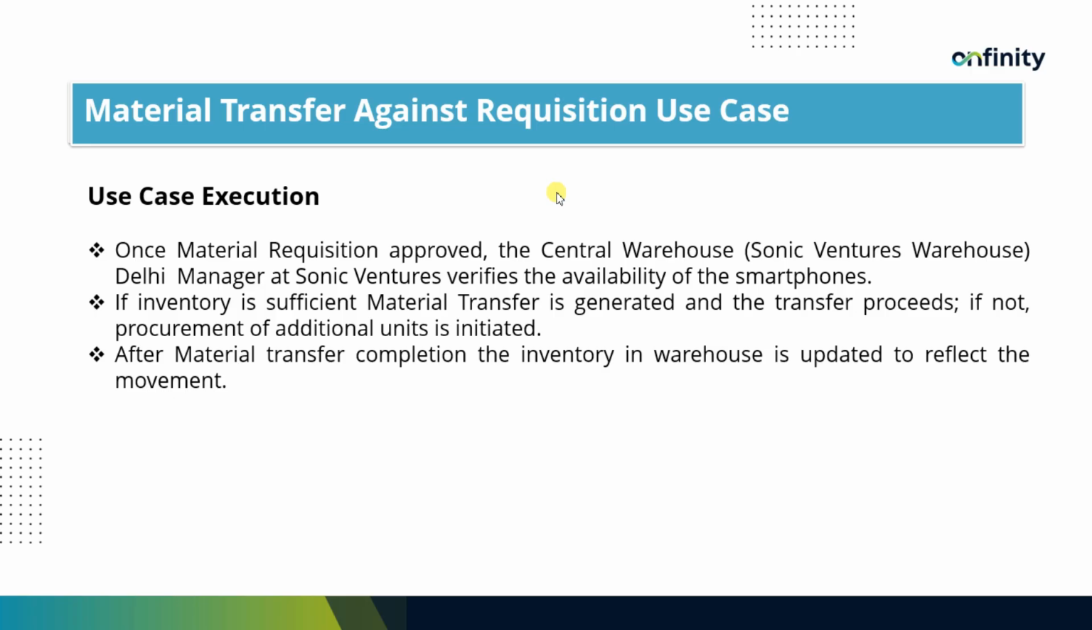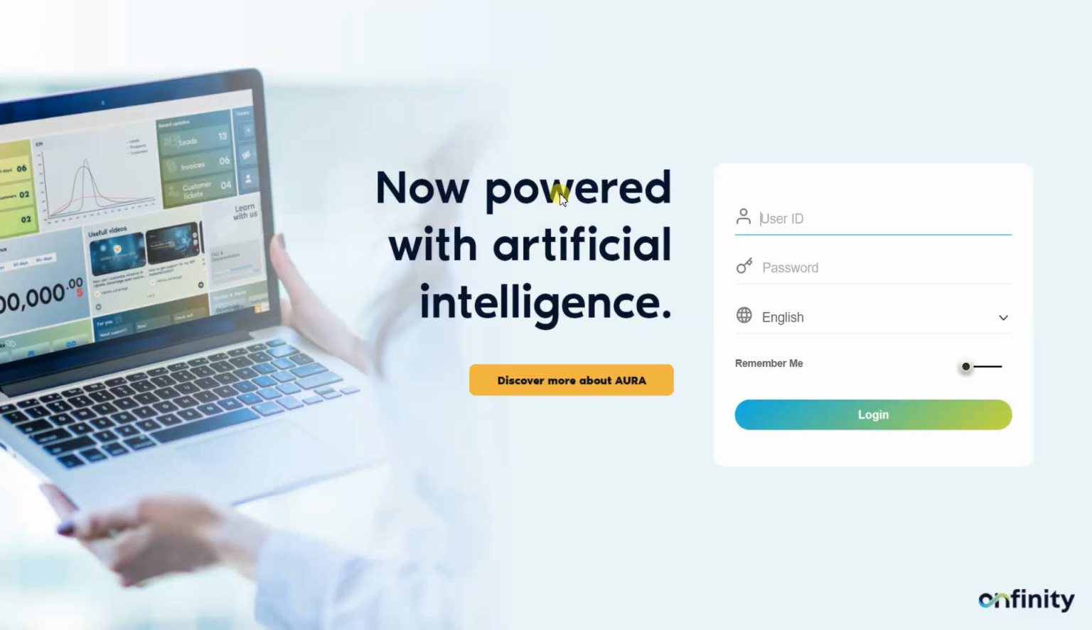Now from here, we have just completed the foundational concept of material transfer against the requisition. So now we can move to the Onfinity system and see the step-by-step process to create a material transfer against the requisition. So for that, let's move to the Onfinity system. Here you just need to enter your user ID and password.